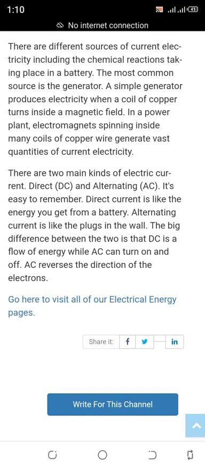There are two main kinds of electric current, direct and alternating. It is easy to remember. Direct current is like the energy you get from a battery. Alternating current is like the plugs in the wall. The big difference between the two is that DC is a steady flow of energy while AC can turn on and off. AC reverses the direction of the electrons.